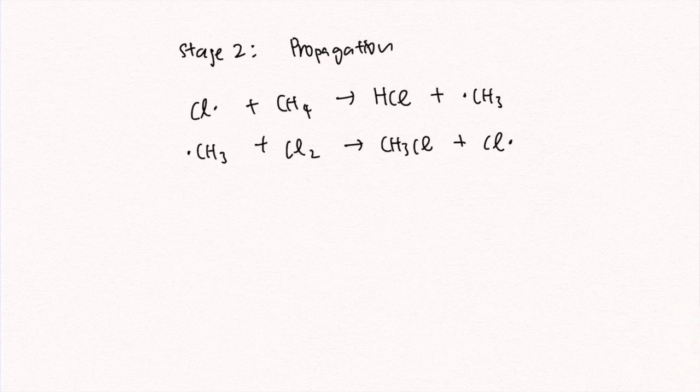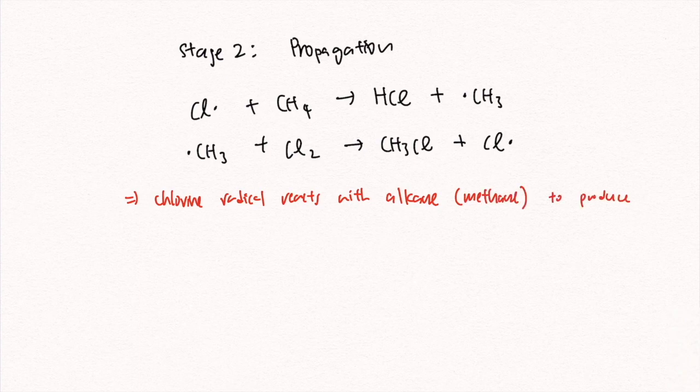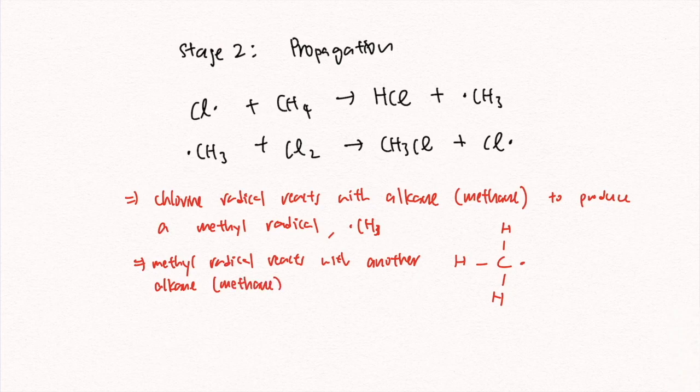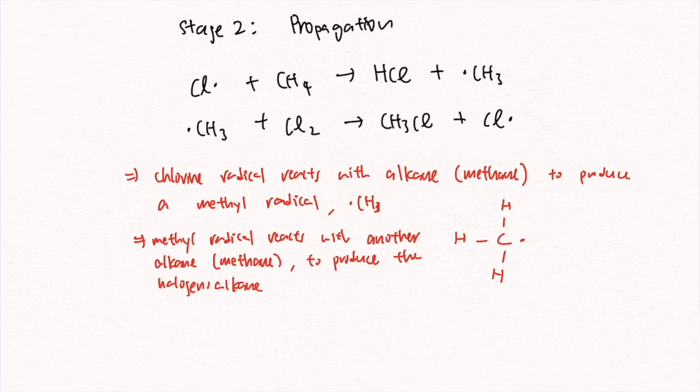Next, the second stage will be propagation. For this, we will be using chlorine and methane as an example. So, these are the propagation steps in the free radical substitution. In the first step, the chlorine radical reacts with an alkane, which is methane in this case, in order to produce a methyl radical. This is what the methyl radical looks like. After this, the methyl radical reacts with another halogen molecule in order to produce the halogenoalkane. Importantly, we need to realize that the chlorine radical is regenerated in the last step. This means that even with just a flash of UV light in the initiation stage, the reaction would still be able to occur and is able to self-sustain once the first chlorine radical is produced.